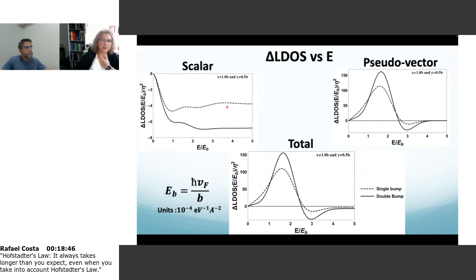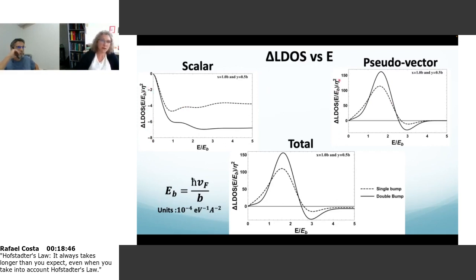This is a change due to the scalar field. This is a change producing the density of state because of the pseudo vector field. And you see that they are two different trends here. But what I want to stress is the magnitude in the change of the local density of state. This is plotted in a unitless measure, so we can compare.